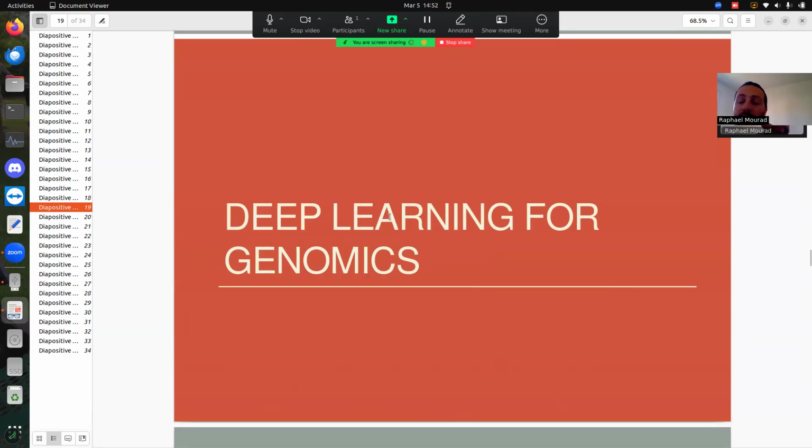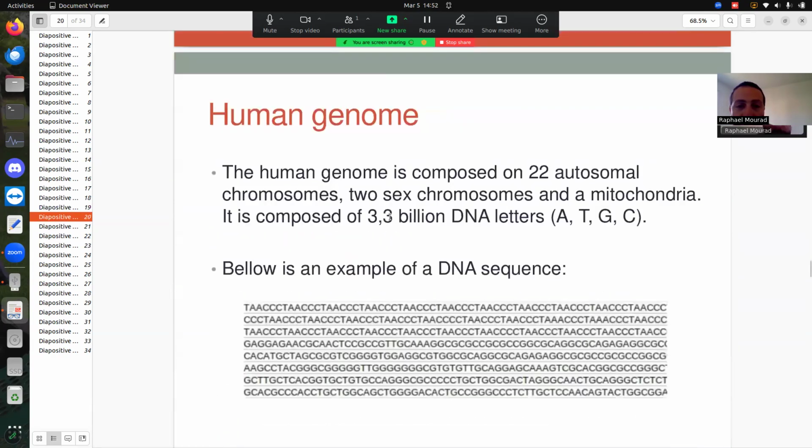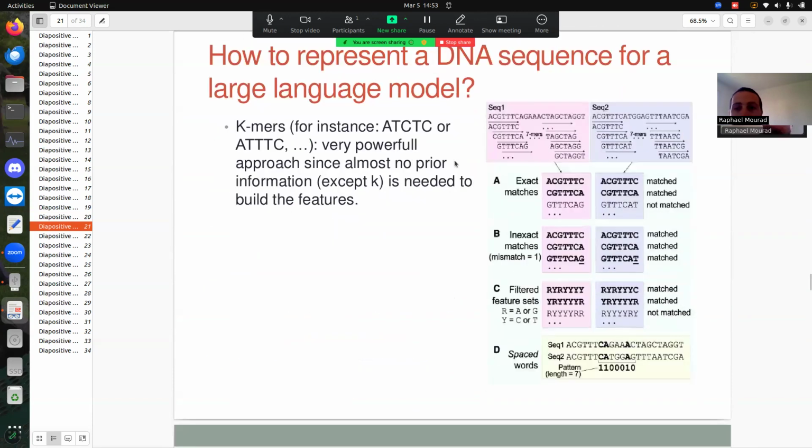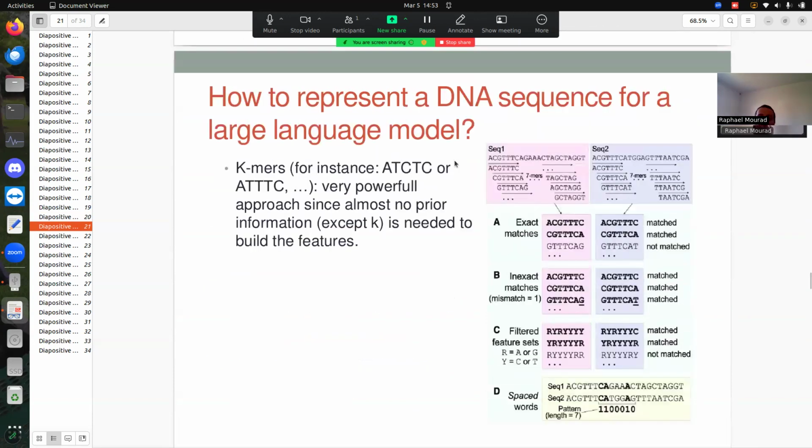Let's go now to deep learning for genomics. So the human genome is basically composed of 22 autosomal chromosomes, 2 sex chromosomes, and mitochondria. It is roughly composed of 3.3 billion DNA letters, A, T, G and C. And here, just below, I gave you an example of a DNA sequence.